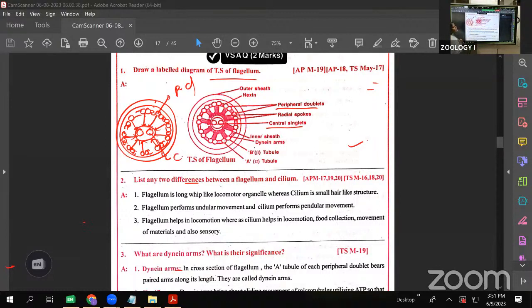The central singlets, and the inner sheath. This one is called the inner sheath, since it is present on the inside. Then the outer sheath. Here, the matrix and the nexin, the thread-like structure present between the dynein arms. That we call the nexin, and the radial spokes, these arrow marks, you write as radial spokes.